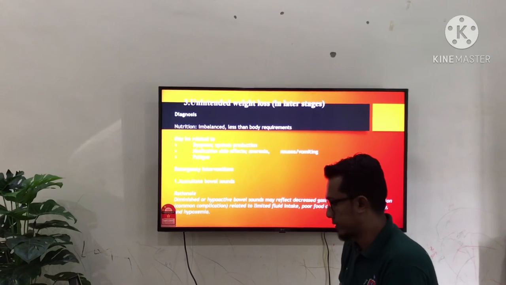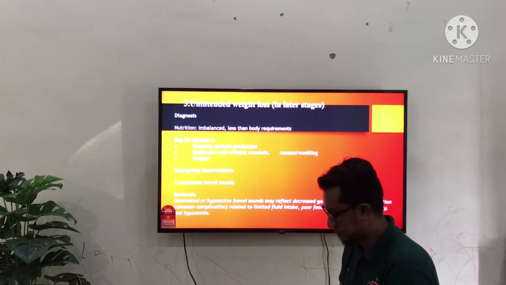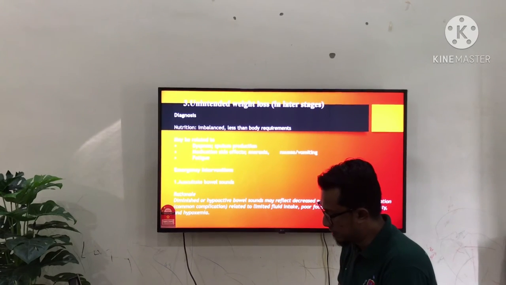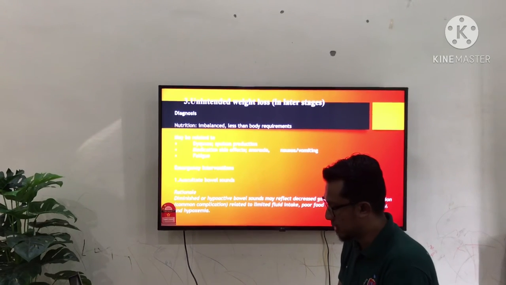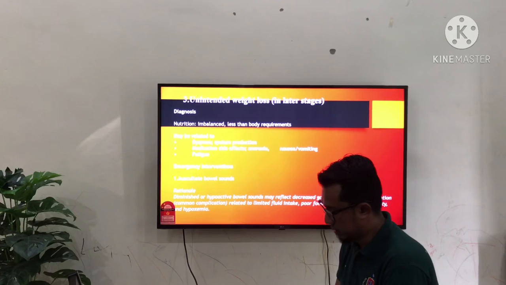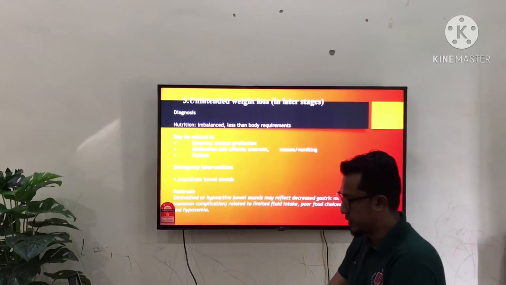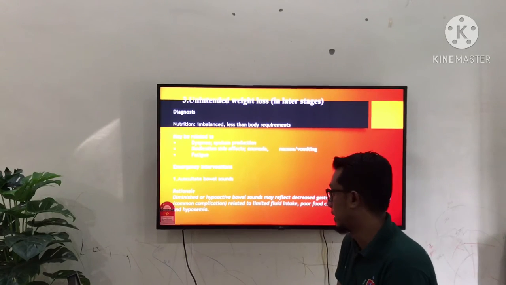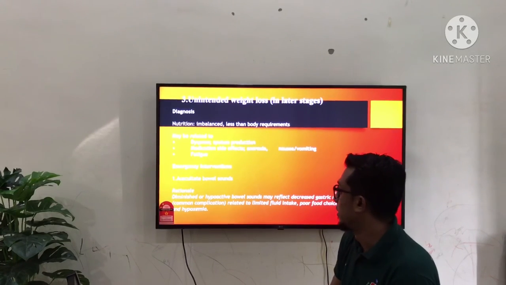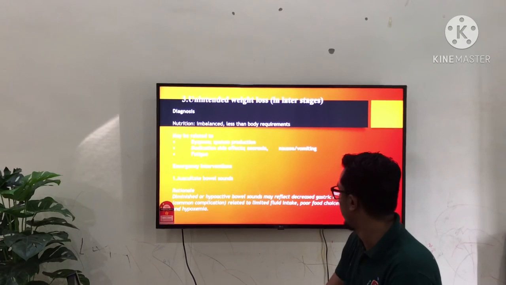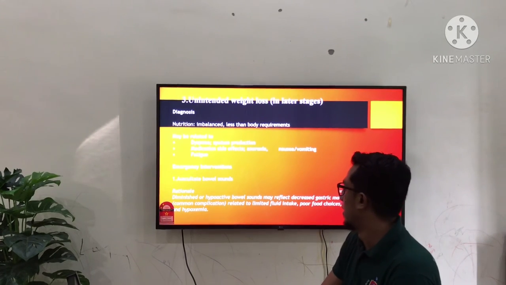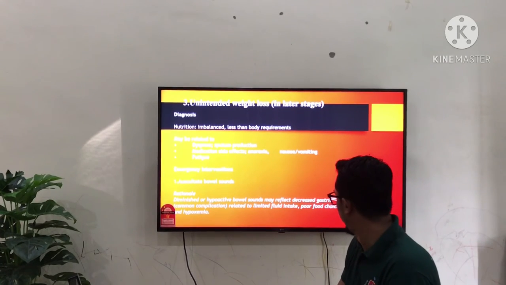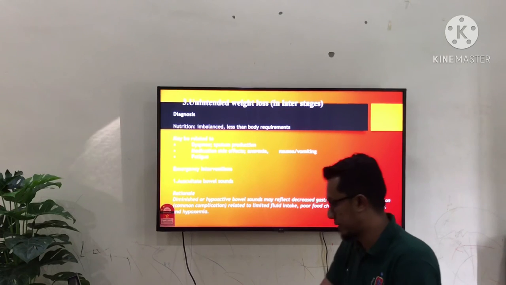Okay, unintended weight loss in later stage. Okay, diagnosis, nutrition imbalance less than body requirements, maybe related to dyspnea, sputum production, medication side effects like anorexia, nausea, vomiting, fatigue. Okay, so dia punya emergency intervention dia, auscultate bowel sounds. Bila kita auscultate bowel sounds, dia punya rationale dia adalah diminished or hypoactive bowel sounds may reflect decreased gastric motility and constipation. This is a common complication related to limited fluid intake, poor food choice, decreased activity and hypoxemia.